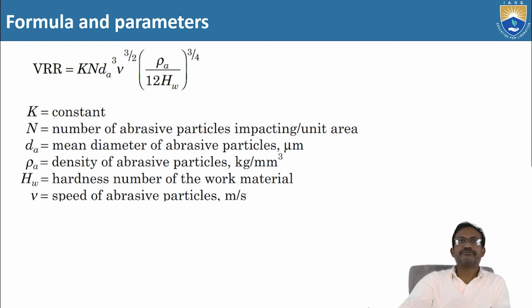Formula and parameters of material removal rate. Here K is the constant. N is the number of abrasive particle impacts per unit area. dA, mean diameter of abrasive particles in microns. Rho A, density of abrasive particles in kg per cubic millimeters. HW, hardness number of the work material. V, speed of the abrasive particles in meters per second. This is about the formula and parameters.